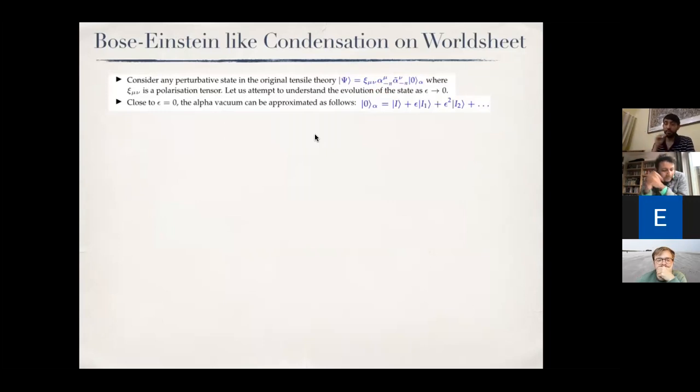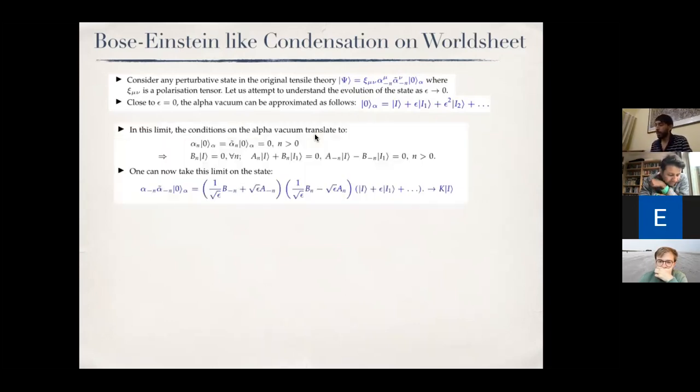Very close to epsilon equal to 0, what you can do is approximate this 0 alpha as this induced vacuum plus something which is I1 into some epsilon, and I2 into some epsilon squared, and so on. This is an approximation. It's a little hand-wavy, but let's see where this leads.